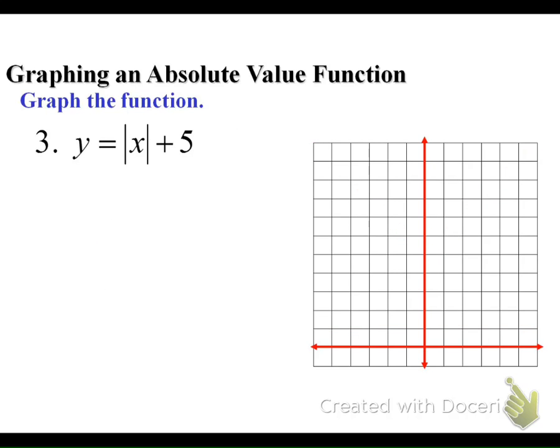So to start example 3, let's ask ourselves, what are they subtracting from X? 0. What are they adding on the end? 5. So that is my vertex. You can graph the vertex. The axis of symmetry is the vertical line through the vertex. I'll give you a second to catch up, and then we'll discuss the slope.